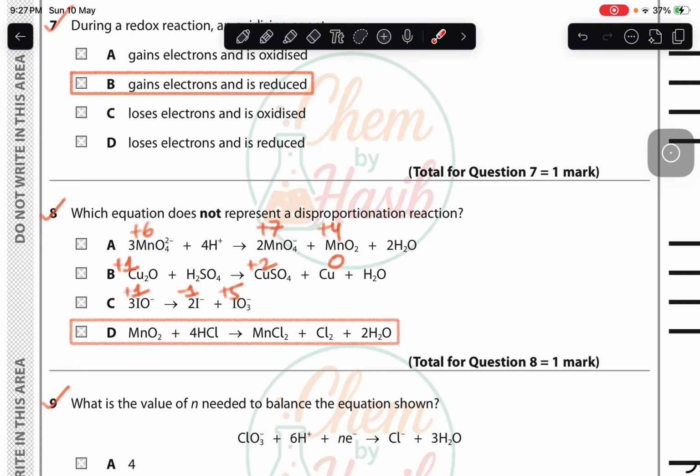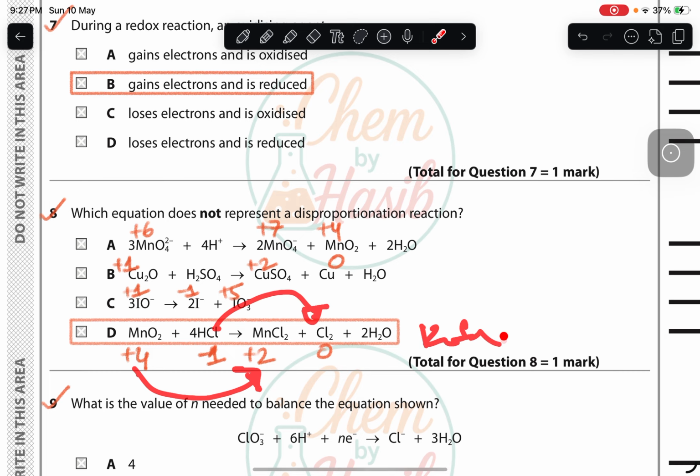Now let us look at option D. In option D, the oxidation number of manganese here is +4. The oxidation number of manganese here is +2. The oxidation number of chloride is -1 here, and the oxidation number of chloride here is 0. Now the oxidation number of manganese decreases and the oxidation number of chloride increases. So this must be a redox reaction. So this is not a disproportionation reaction.